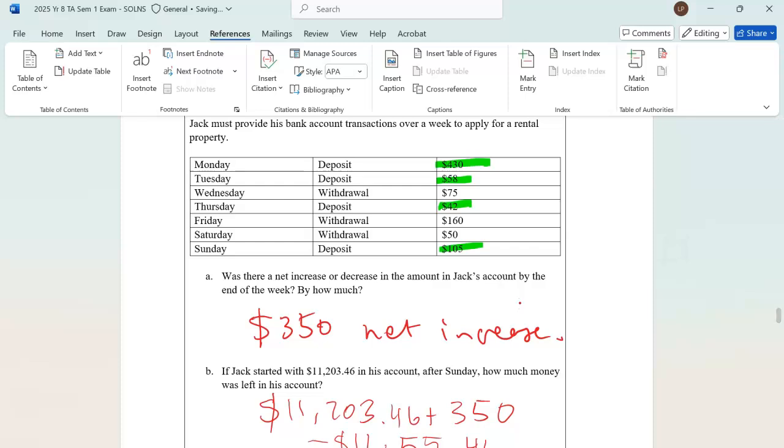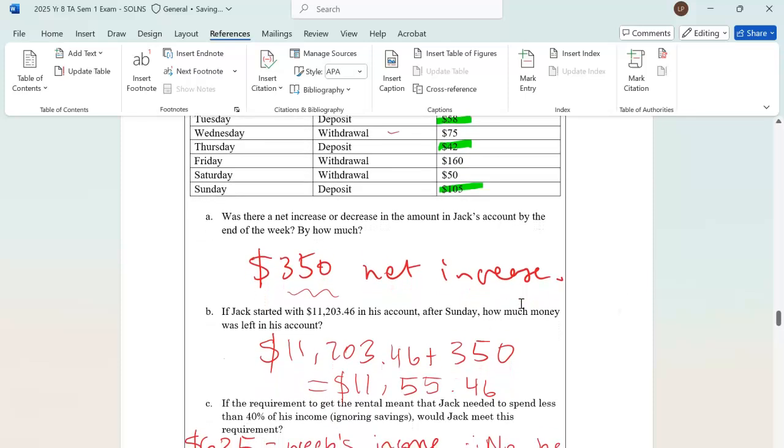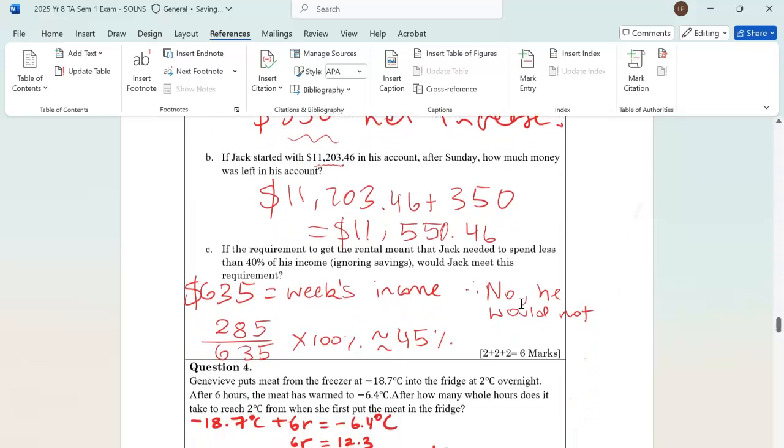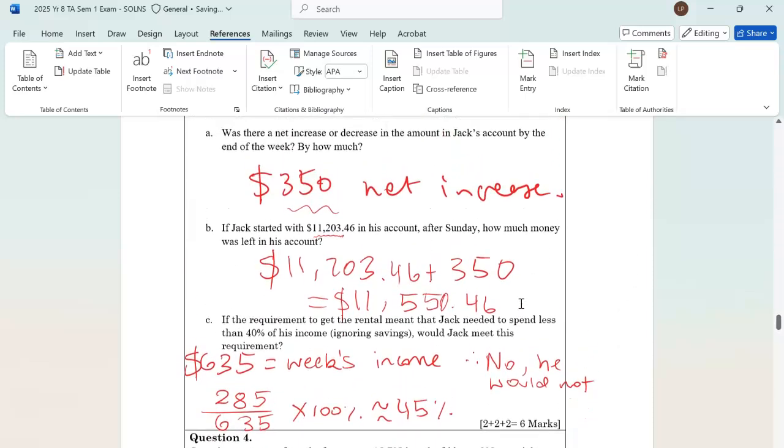When you add up, the deposit means plus, and the withdrawal means minus. When you add them up, there's a $350 net increase. So if he starts with 11,203 and adds the 350, you get 11,550. Okay, now a week's income.